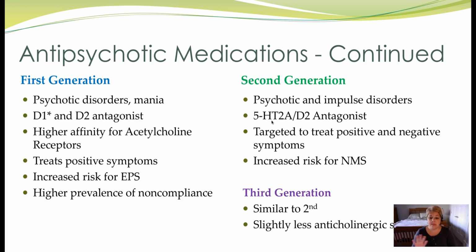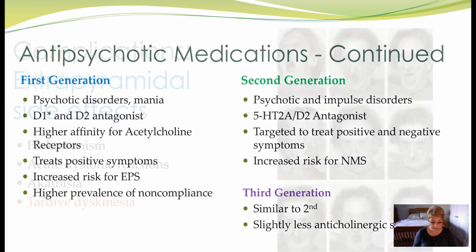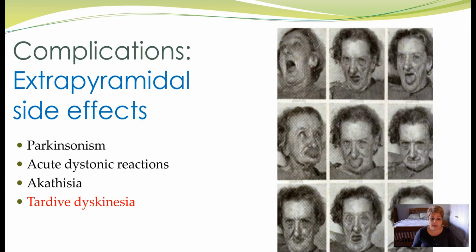So keep in mind that the second generation had some really good improvements. It crosses over into the use for positive and negative symptoms, can be used to address some of the symptoms associated with schizoaffective disorder, but we do have to watch clients that are taking this for neuroleptic malignant syndrome. Extrapyramidal side effects: Parkinsonism, acute dystonic reaction, akathisia, and then tardive dyskinesia. I want you to be thinking about what these look like.